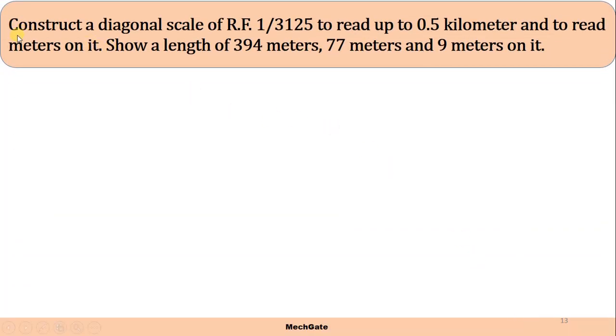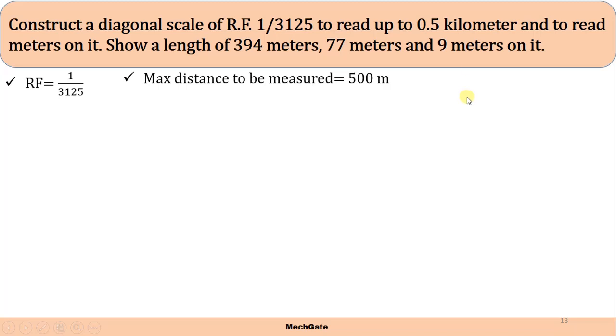So the problem statement says: construct a diagonal scale of RF 1 by 3125, to read up to 0.5 kilometers and to read meters on it. So the maximum distance to be measured is 0.5 kilometer. If we convert it into meters, it will give us 500 meters. Show a length of 394 meters, 77 meters and 9 meters on it.